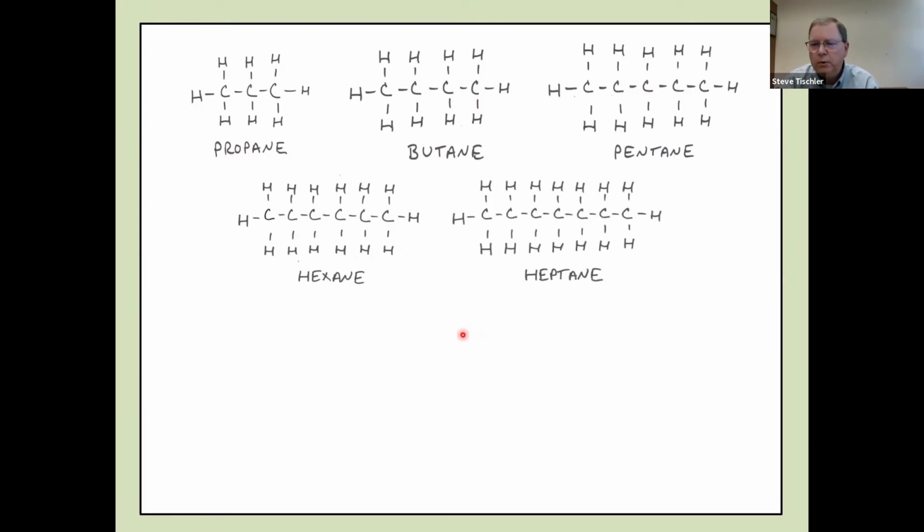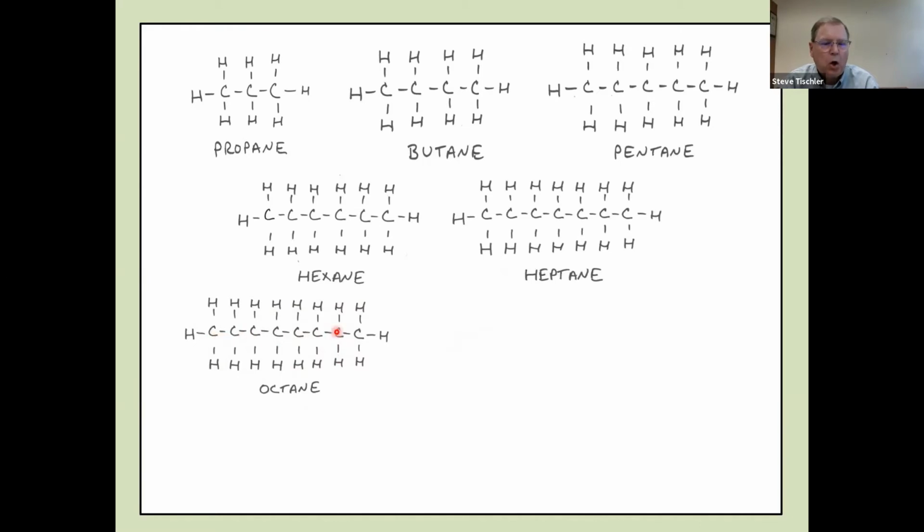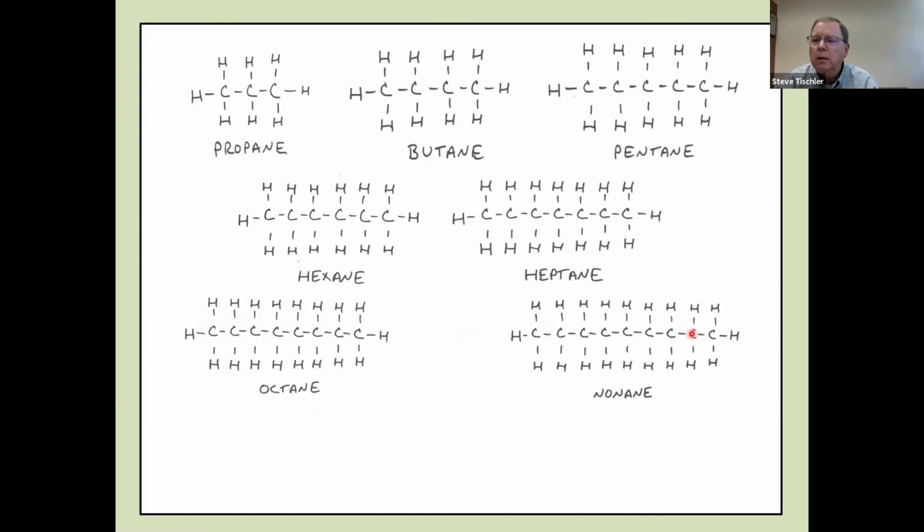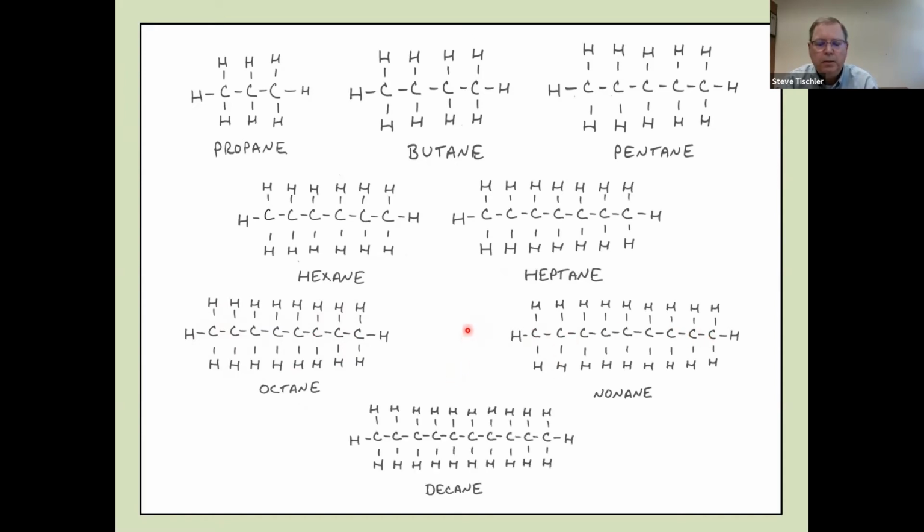Heptane, which is a 7 carbon chain. This one you should be familiar with. This is octane. It has 8 carbons and it's got all of its hydrogens. So there's 8 carbons and 18 hydrogens. So 2 times 8 plus 2, that's 18 hydrogens. This is nonane, which is 9 carbons and all of its hydrogens. And this is decane, which is 10 carbons and all of its hydrogens. So these are fundamental building blocks of hydrocarbon chains: propane, butane, pentane, hexane, heptane, octane, nonane, and decane.